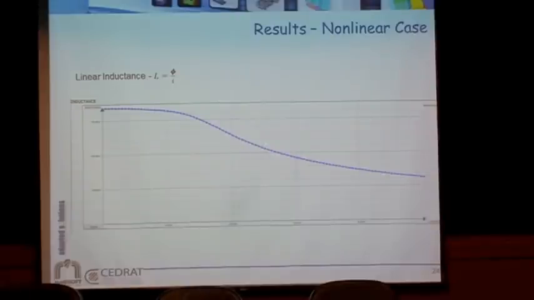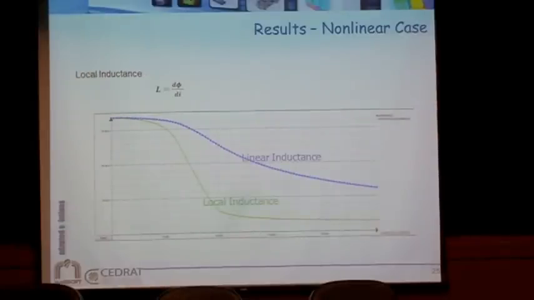It's supposed to change. But what you're going to see is that if I take another value, the next one I'm going to take is d phi di. Same as before, I took the curve and I derivated versus the current, exactly like I did for the linear. Guess what? This is the linear inductance. This is the d phi di. Now we can see the structures are completely different.